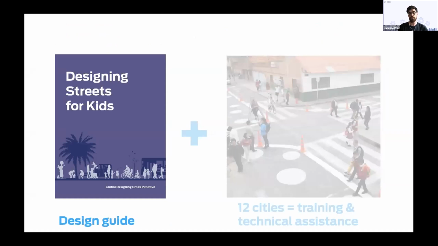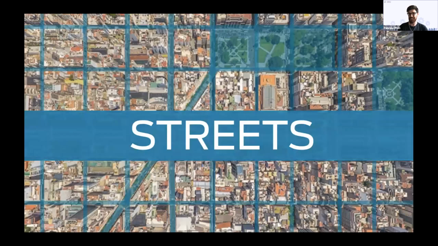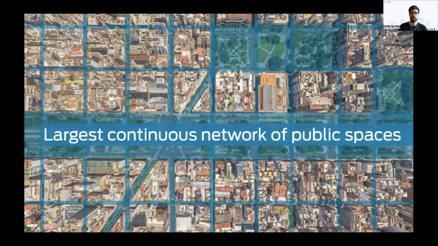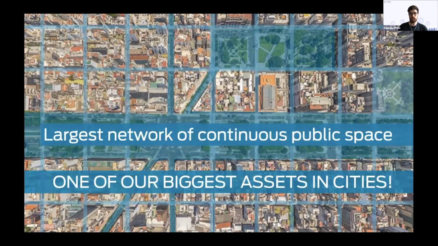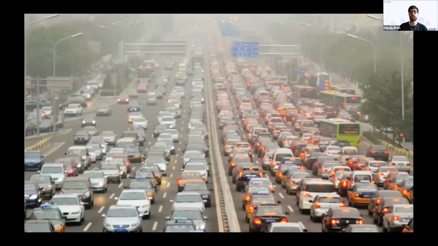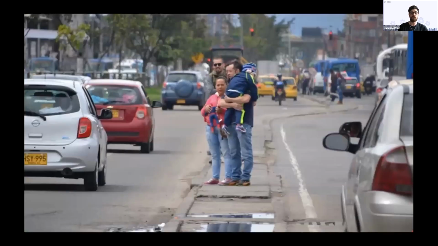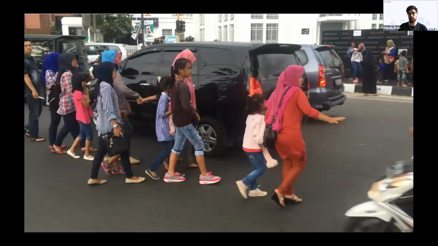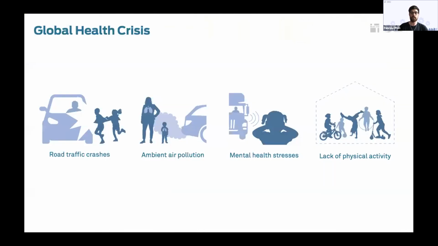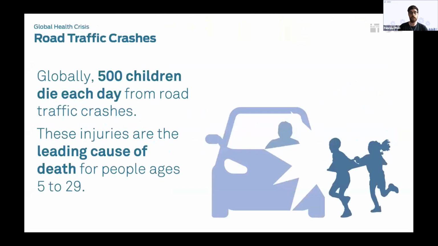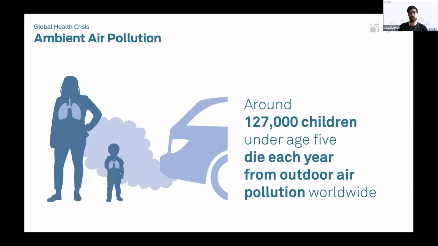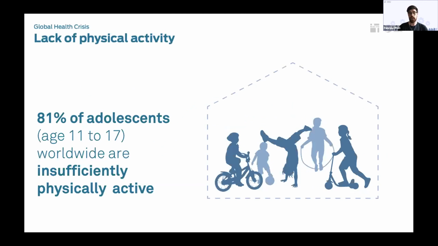So the first part was the production of this design guide, which focuses on streets, as everything we do at NACTO GDCI, which is the largest continuous network of public spaces and one of our biggest assets in cities. But as you probably know, unfortunately, we did a pretty terrible job at designing them in the past century, creating very unpleasant and unsafe spaces, particularly for our children, and creating a global health crisis of huge proportions that we are also familiar with: traffic crashes becoming the leading cause of death for people ages 5 to 29, every year 127,000 children under the age of 5 dying from outdoor air pollution worldwide, and 81% of adolescents insufficiently physically active.